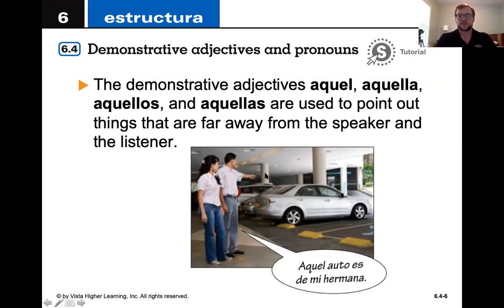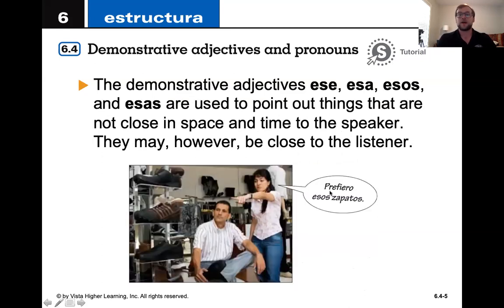So here's an example. The man says, aquel auto es de mi hermana. Aquel auto es de mi hermana, right? That car over there is my sister's. In this example here, prefiero esos zapatos. I don't like these shoes. I prefer those shoes, right?